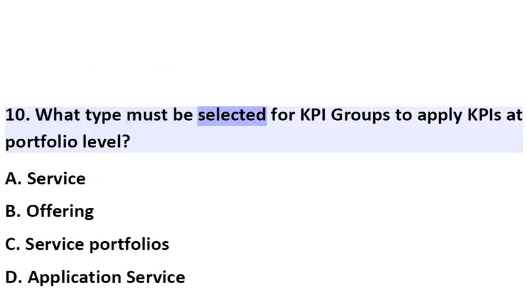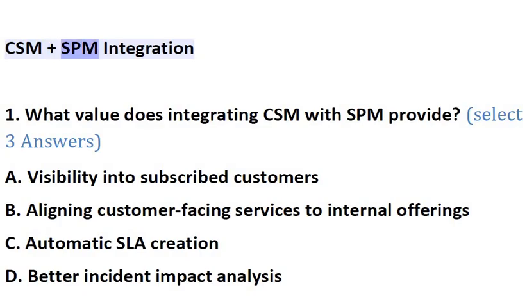10. What type must be selected for KPI groups to apply KPIs at portfolio level? A. Service. B. Offering. C. Service portfolios. D. Application service. Answer: C. Service portfolios.